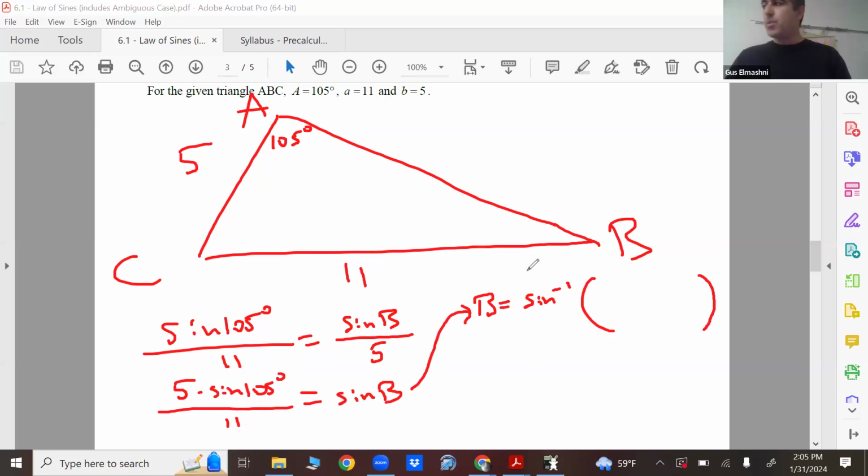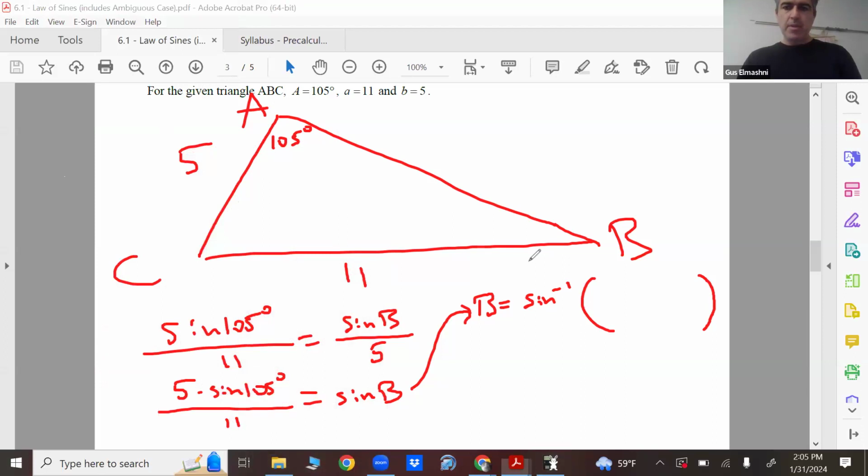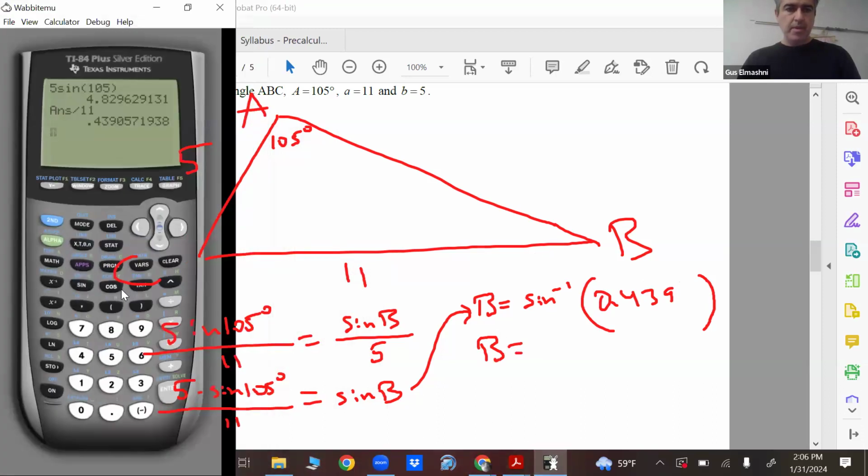All right. You guys with me so far? We're okay? We're good? Cool. So let's punch it all in. 5 sin 105 divided by 11. Oof, okay, 0.439. I guess that seems reasonable. 0.439. And I do the inverse sine of that, which will be 26.04 degrees.